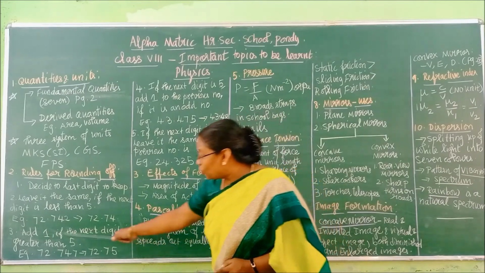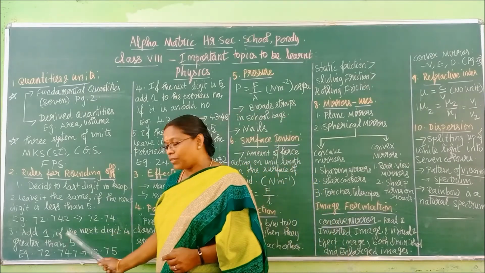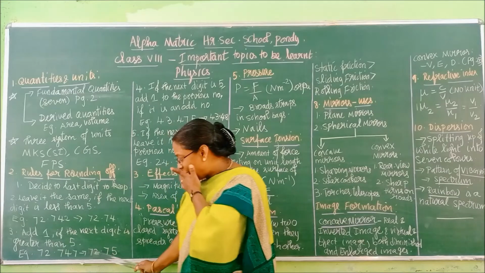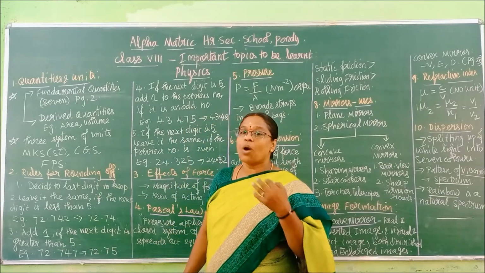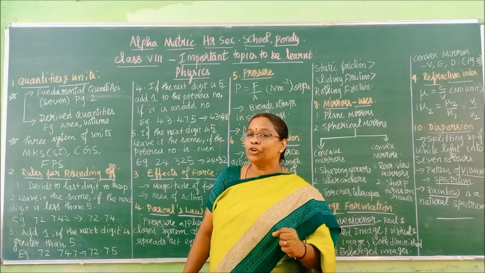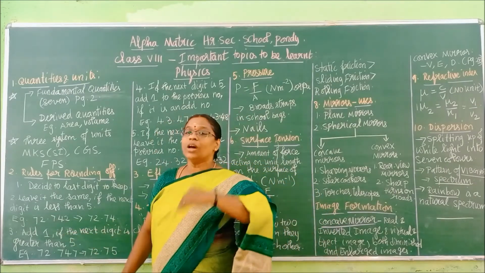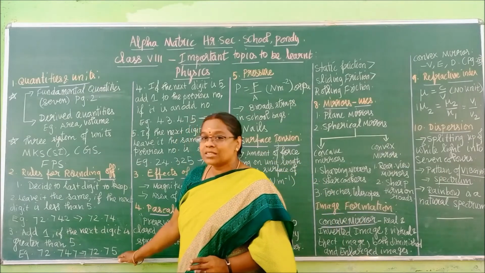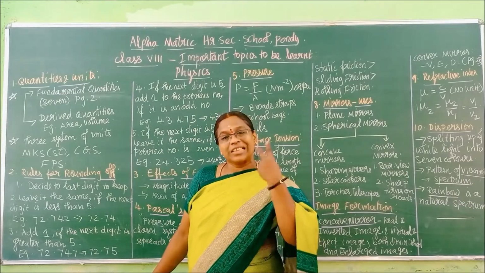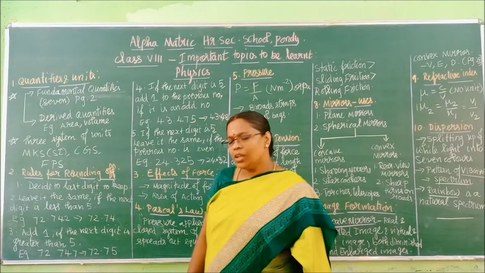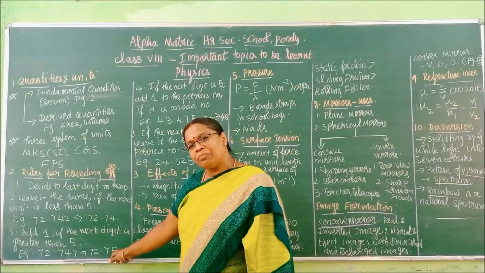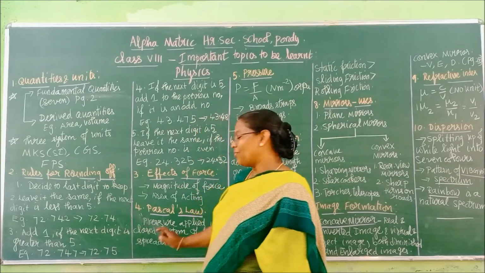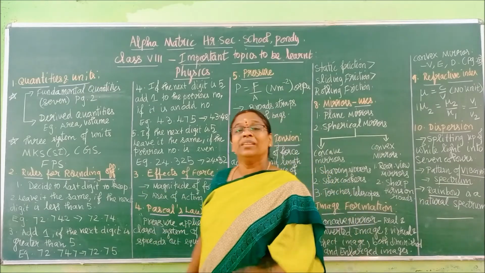Third rule: add 1 if the next digit is greater than 5. Now till what digit are we going to round off? The second digit after the decimal. Here the third digit is greater than 5. So if it is greater than 5, what do we have to do? We have to add 1 to the last digit. What is our last digit? The second digit. See, the third digit is 7, which is greater than 5, so add 1 to the previous number. What is the previous number? 4. If we add 1, we get 5. So 72.75. Clear, children?